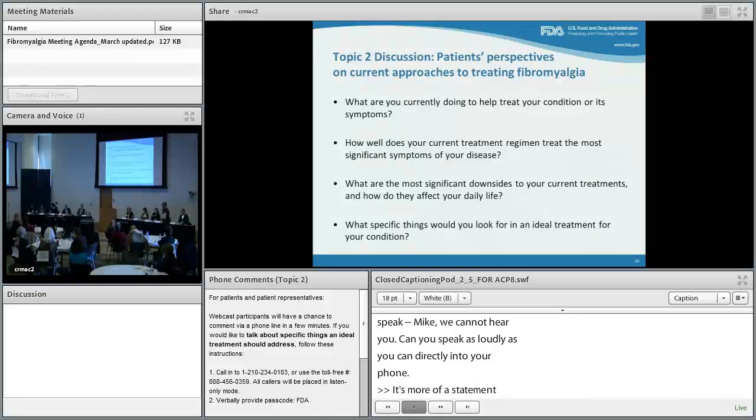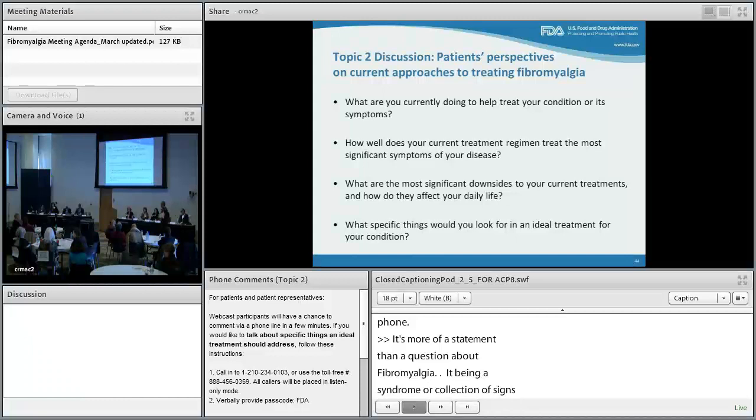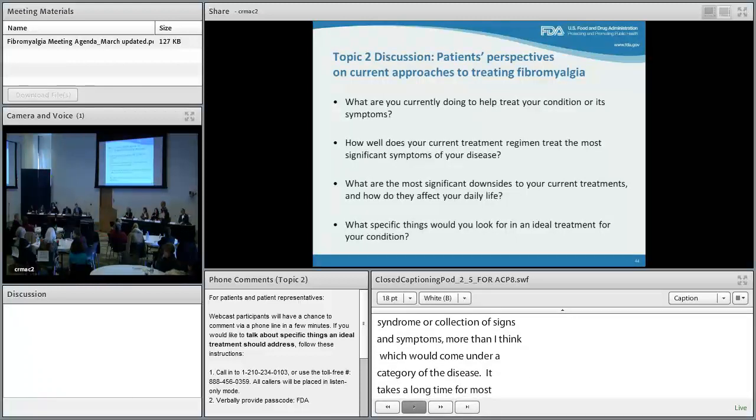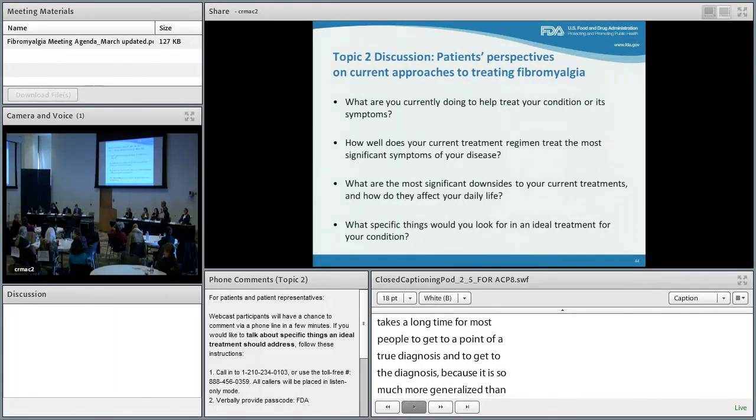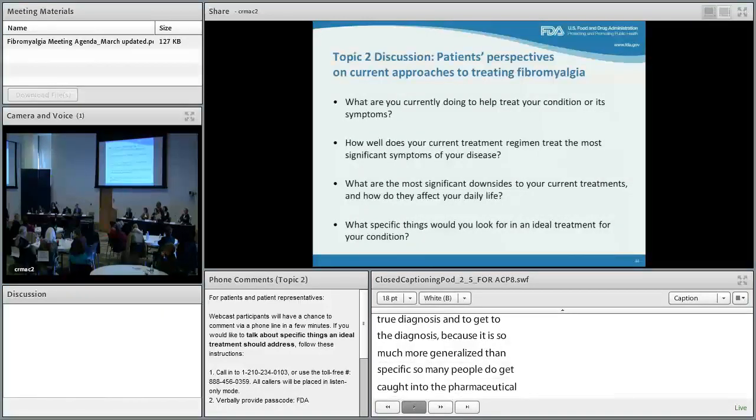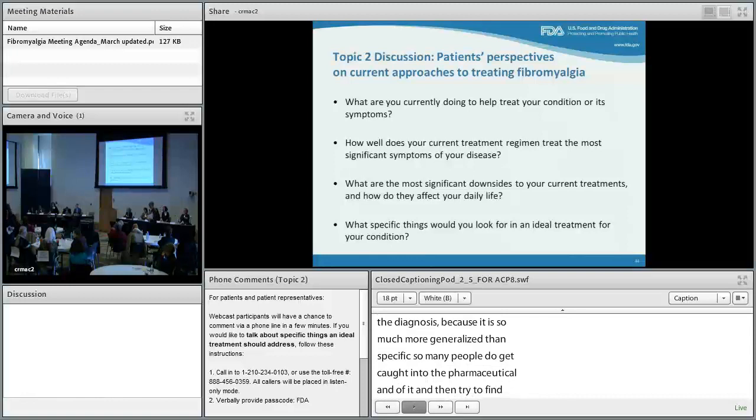About fibromyalgia, it being a syndrome, a collection of signs and symptoms, more than what I think comes under the category of a disease. It takes a very long time for most people to get to the point of a true diagnosis. When you get to the diagnosis, because it's so much more generalized and specific, so many people do get caught up into the pharmaceutical end of it and then try to find alternative types of treatment.